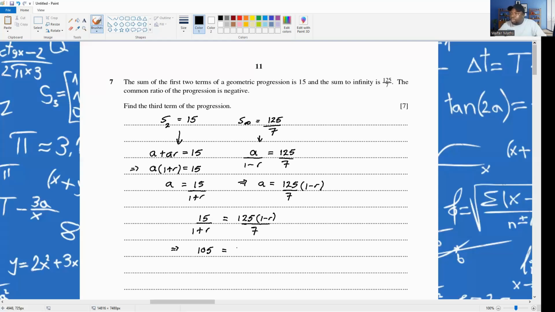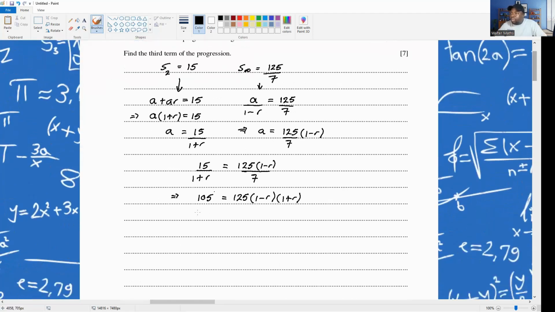And on the other side, cross multiplying these two will give us 125 of 1 minus r of 1 plus r. Okay. All right. So here, that's 105 being equal to 125 of this is the difference of two squares, which is 1 minus r squared. So 105 is equal to 125 minus 125 r squared. So 125 r squared is equal to 125 minus 105 should give us 20. All right.